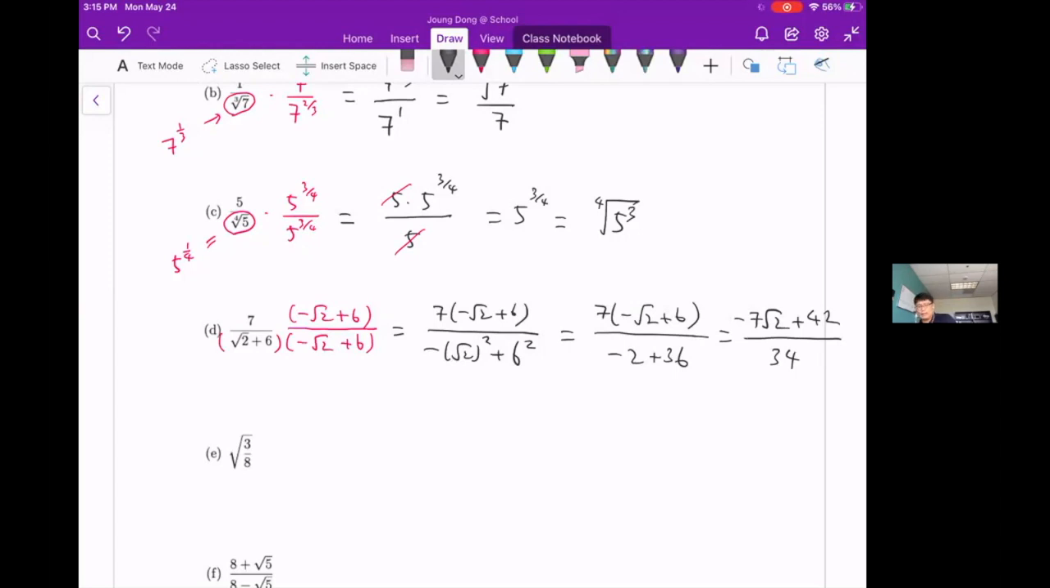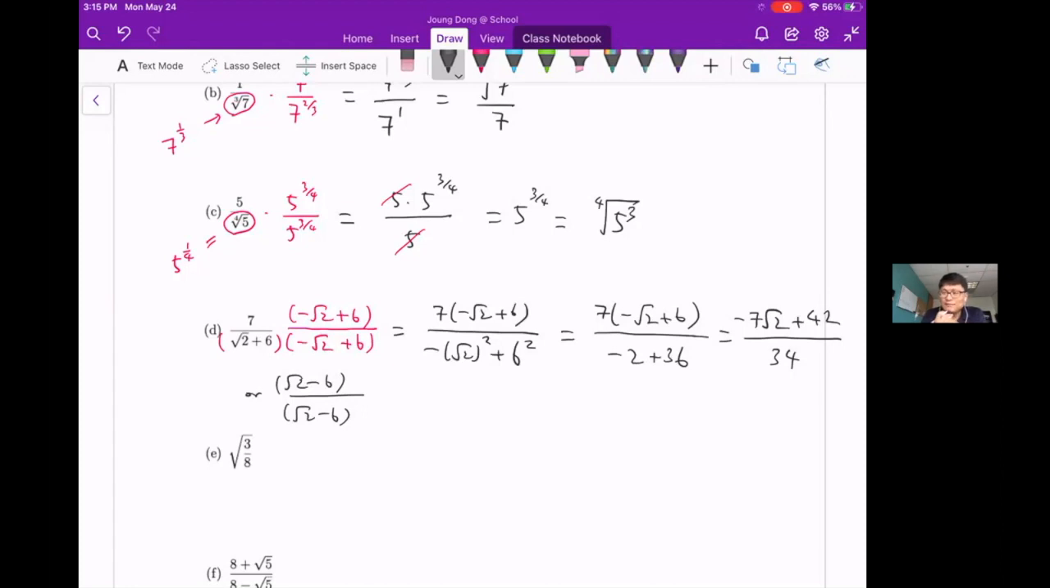Again, we could do it this way, or we could simply multiply by square root 2 minus 6 on top and bottom. But you know what? The result will be the same, just with opposite signs on the top and the bottom, both of them opposite. So they are exactly the same.